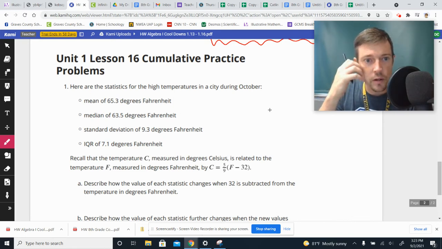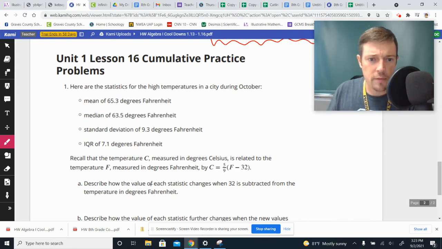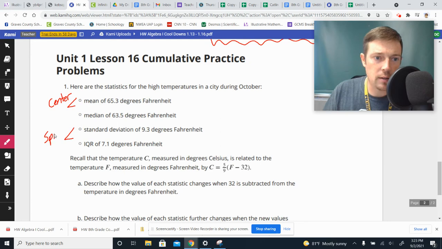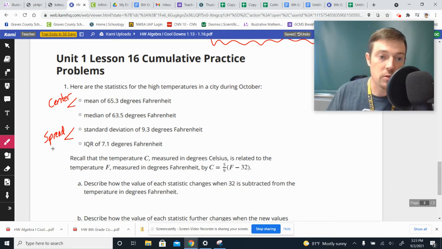So the first one wants us to describe how the value of each statistic, all four of these, changes when we do the subtraction of 32 from Fahrenheit to Celsius. So the part that's inside the parentheses. If we're taking 32 away from the degree totals, that affects measures of center, but it doesn't affect spread. Think of taking a dot plot and shifting all of the numbers down 32 or up 32. The spread's not going to be affected by this.